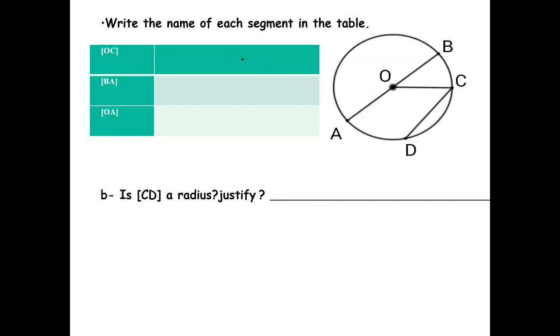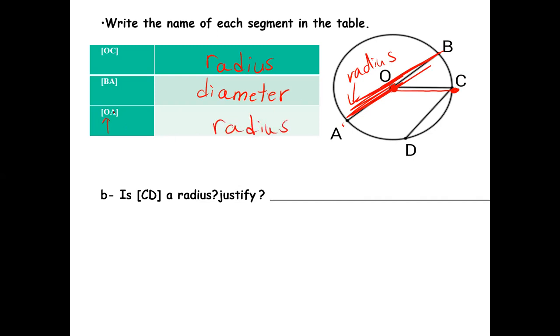The last question. Write the name of each segment in this table. OC. What can we say about OC? It's the distance from the center to a point on the circle. It's the radius. What can we say about BA, this segment? It passes through the center and divides the circle in two halves. It's the diameter. What can we say about OA? The beginning point is the center. OA is the radius because it's half of AB, half of a diameter. So when the beginning point or the ending point is O, the center, we directly say radius.